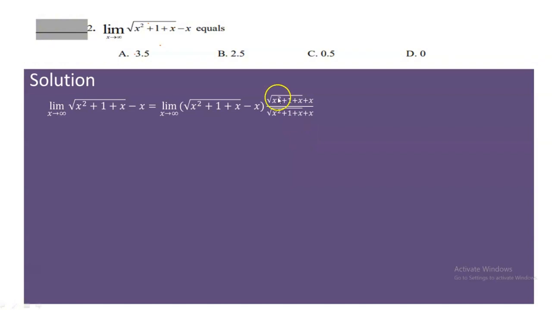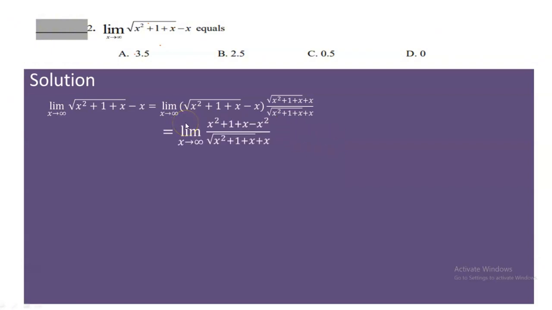Doing this never changes the given expression, because we are multiplying the numerator and the denominator by the same expression, as can be shown. But in doing this, we can change the expression to be evaluated into some expression whose limit can easily be evaluated.